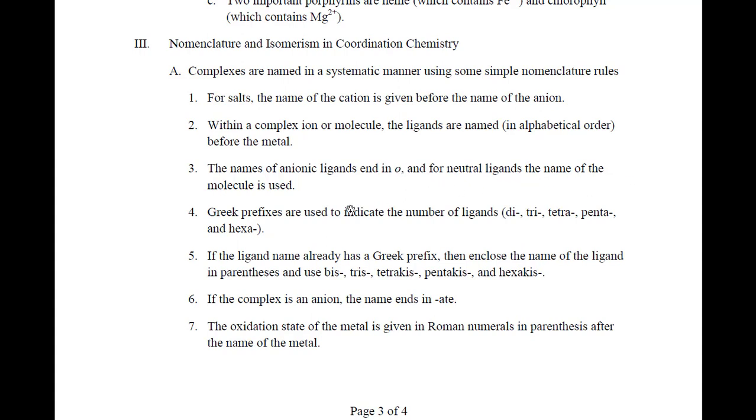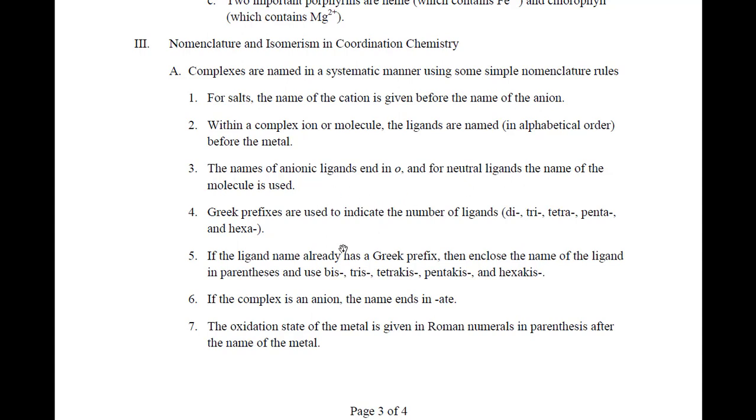And for neutral ligands, the name of the molecule is used. Although, ammonia becomes amine, so that's a little bit of a change, and water becomes aquo, and so on. Some of this isn't as straightforward as it should be. Anionic ligands end in O, and neutral ligands are a little more complicated because you have to know them in context. Ammonia is no longer ammonia, it's amine, and water is no longer water, it's aquo. But you have to memorize those.